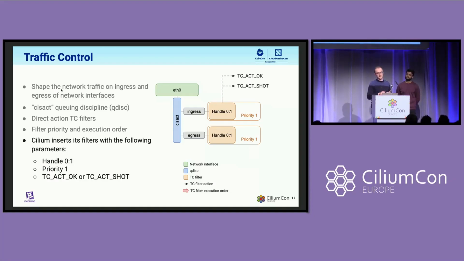But because of this, and because we wanted to use TC as well to implement our own network policy use case, we had to work around these parameters and figure out a way to still introduce TC filters while making sure they would be triggered.